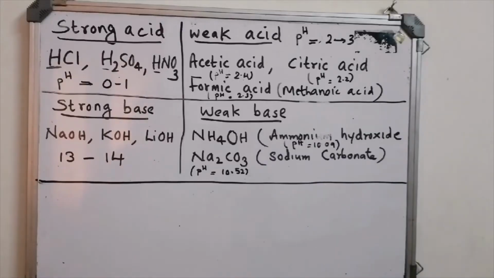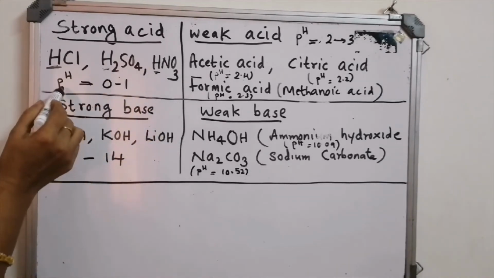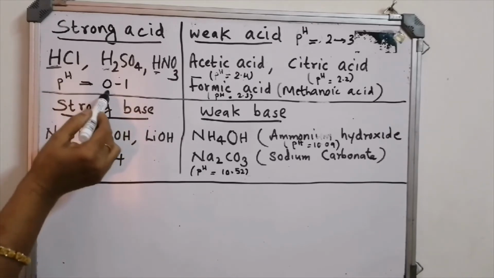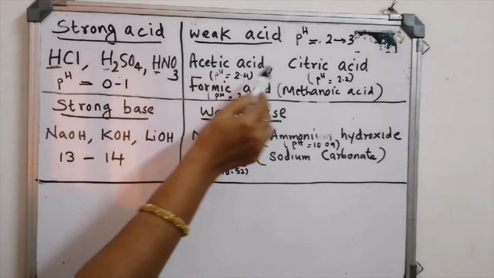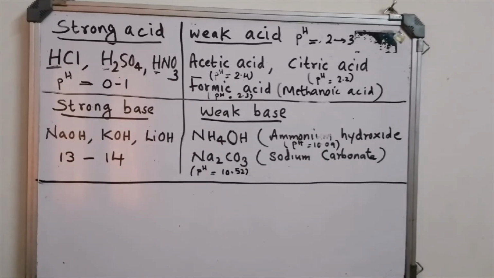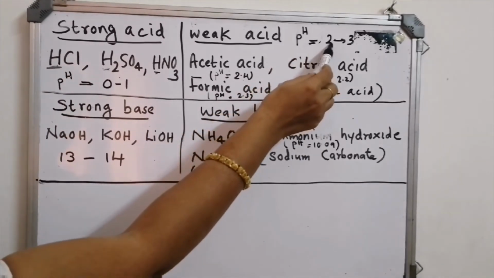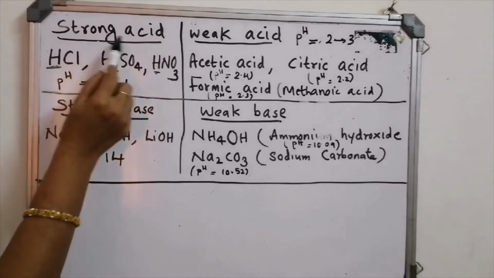Now let us discuss some of the strong acids and weak acids. Strong acids such as hydrochloric acid, sulfuric acid and nitric acid have a higher concentration of hydrogen ions and lower pH. The pH will be very low, between 0 and 1. Whereas weak acids such as acetic acid, citric acid, formic acid or methanoic acid have a pH value between 2 and 3. They have a higher pH compared to the pH of strong acids.